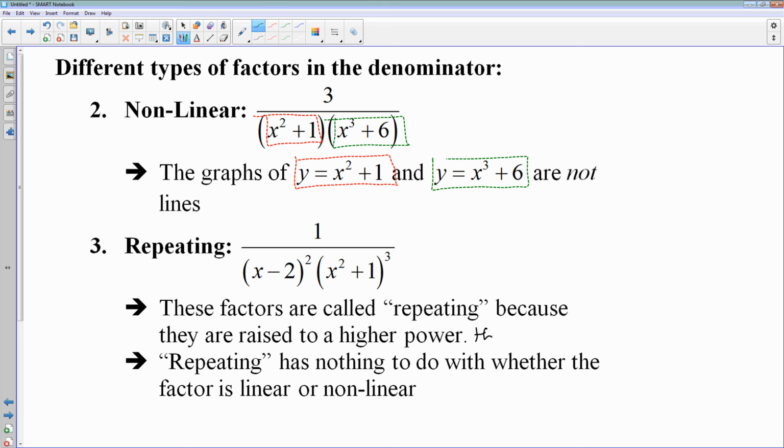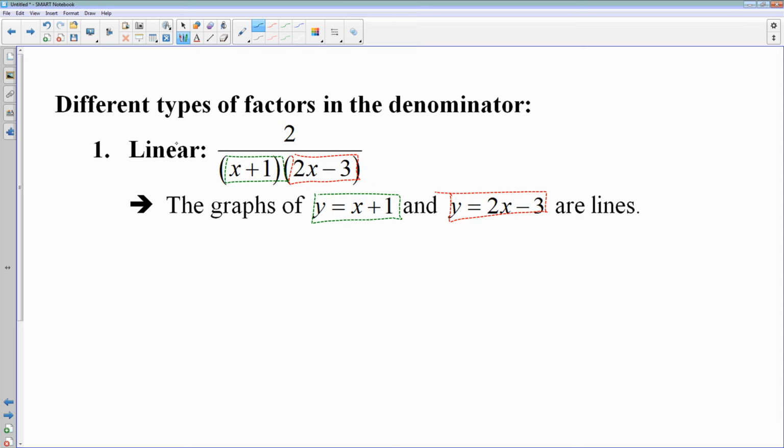Higher power than 1. And if a factor is repeating, it has nothing to do with whether or not the factor is linear. So notice here I have a linear factor, x minus 2, that's repeating. Here I have a nonlinear factor, x squared plus 1, that is also repeating. So we have repeating factors right here. We have nonlinear factors right here. And then we have the simple linear factors that are not repeating. And those are the ones we've already done.